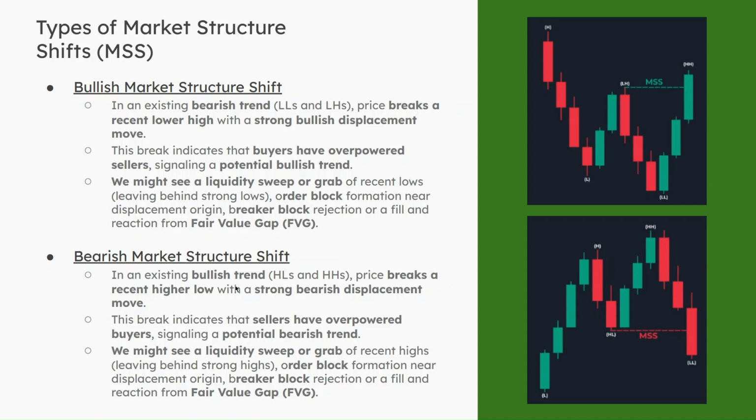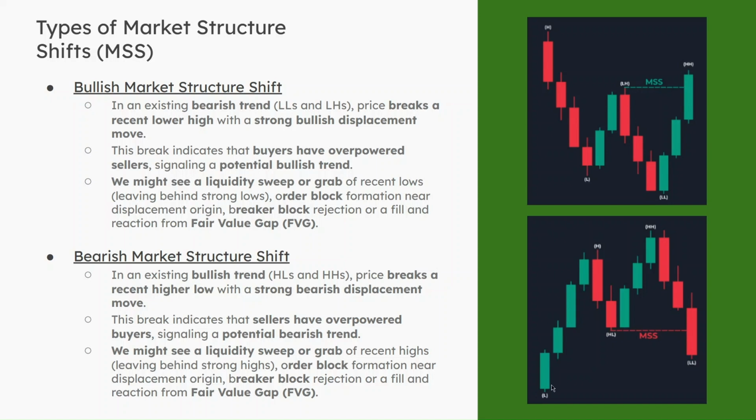Similarly, in bearish market structure shifts, in an existing bullish trend, which is clearly shown by higher lows and higher highs, price breaks a recent higher low with a strong bearish displacement move. This break indicates that sellers have overpowered buyers, signaling a potential bearish trend. We might see a liquidity sweep or grab of recent highs, leaving behind strong highs, order block formation near displacement origin, breaker block rejections, or a fill and reaction from a fair value gap.